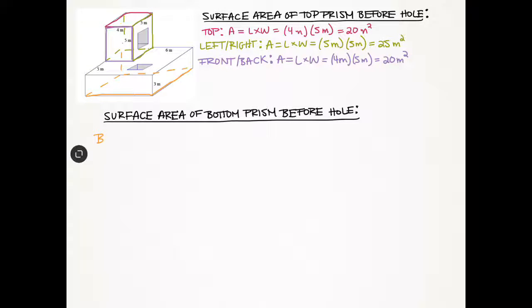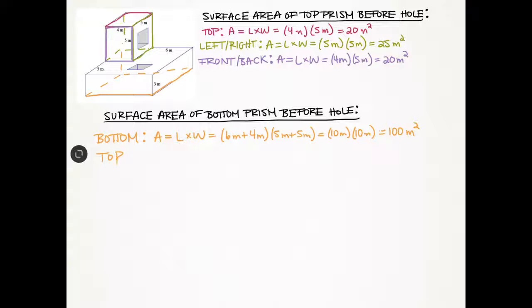First, let's find the area of this bottom piece. Since it's a whole rectangle, we're going to say it's length times width. The length is going to be 6 meters plus 4 meters to get the entire length of this bottom piece. The width is 5 meters plus 5 meters. So we have 10 meters times 10 meters, or 100 meters squared.